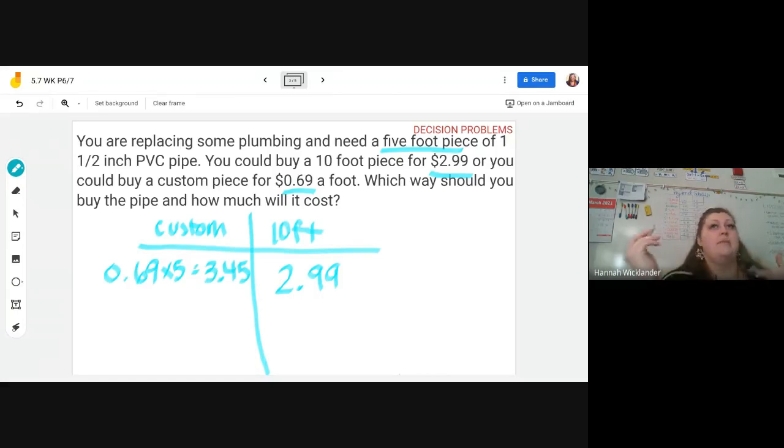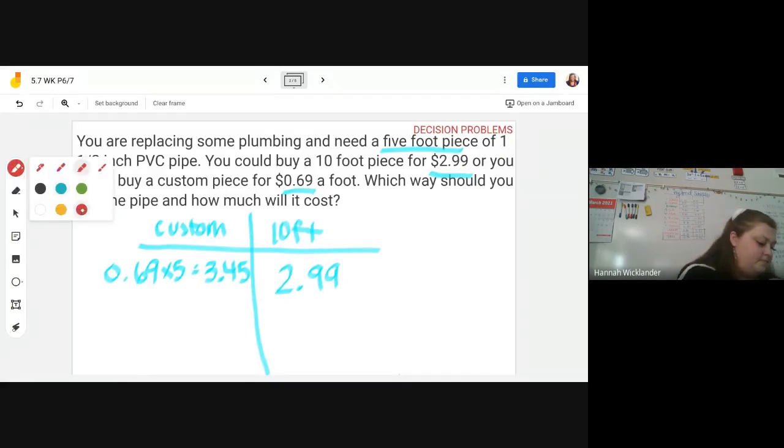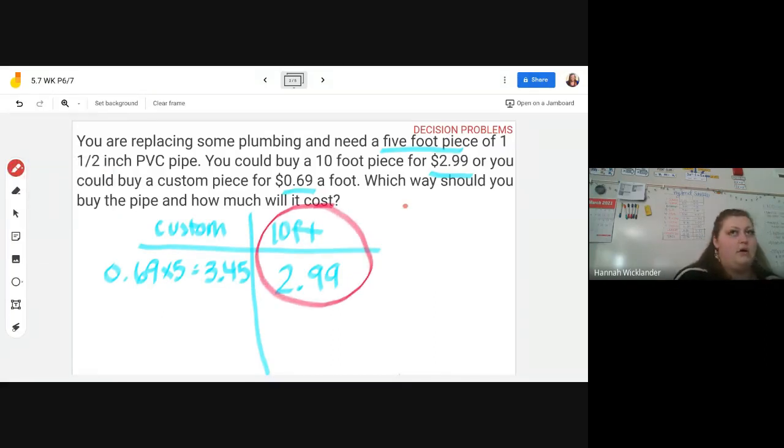Looking at these two options, I can pay $2.99 or I can pay $3.45. Which do you think is a better deal, which is essentially less money? The 10-foot piece. It wants to know which way you will buy the pipe, so we'll buy the 10-foot piece and it'll cost $2.99. That's your answer. You'll have problems like that where you have to decide between the two, which is the better choice.